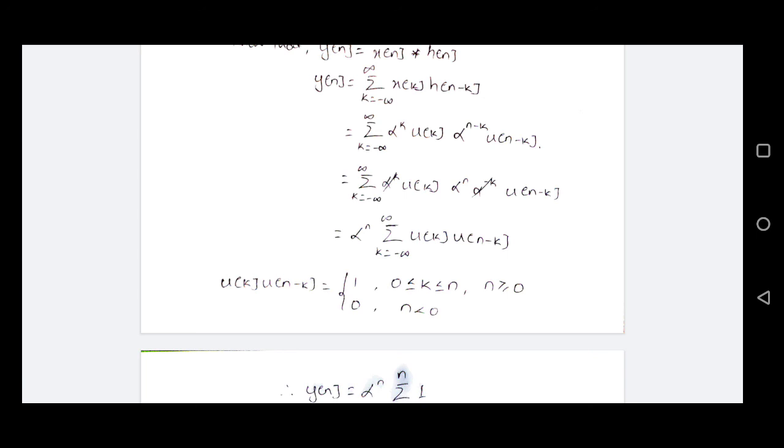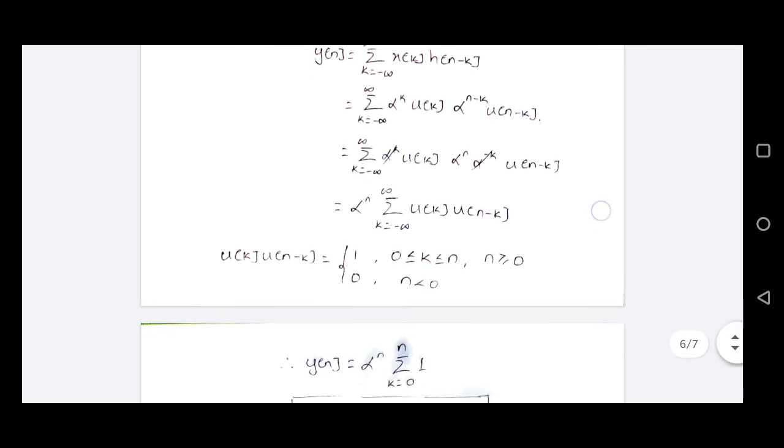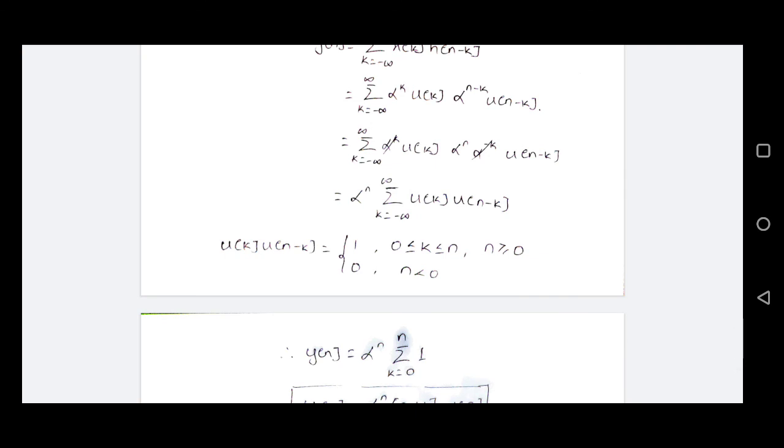If you decompose the second alpha term, alpha to the power plus k and alpha to the power minus k will cancel out. And alpha to the power n will be independent of the summation, so it will be taken out. Inside the summation we will have two terms, u of k and u of n minus k. This product between the unit step and the time shifted unit step will be equal to 1 for n greater than or equal to 0, with k between 0 and n. For k between 0 and n, it has to be compulsorily greater than or equal to 0, and it will be 0 for n less than 0.